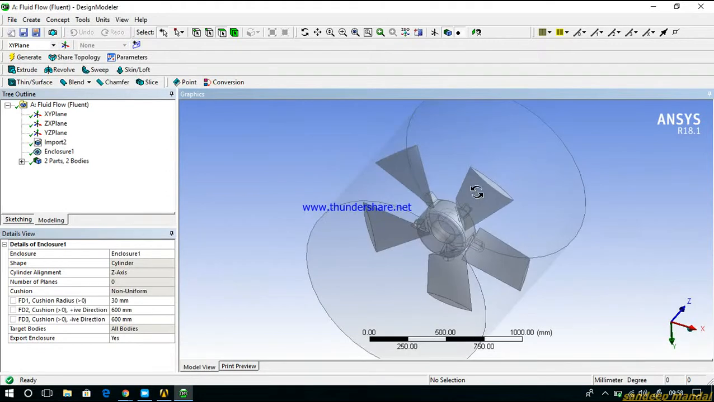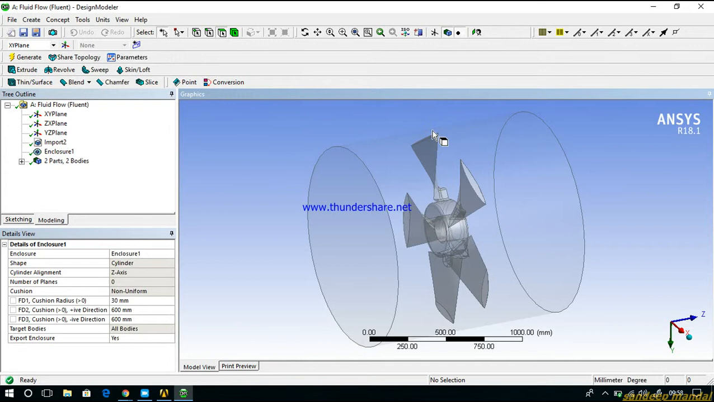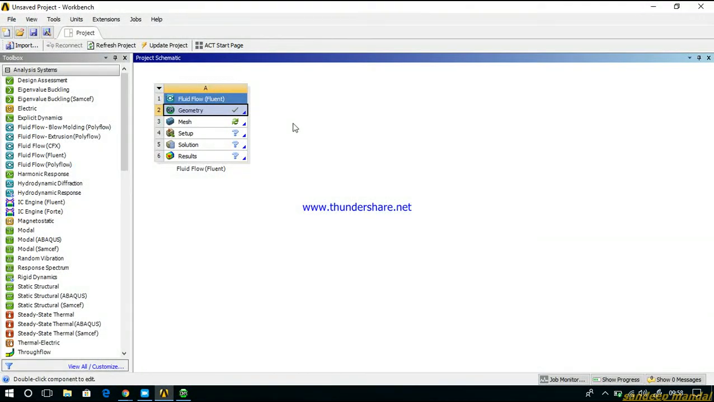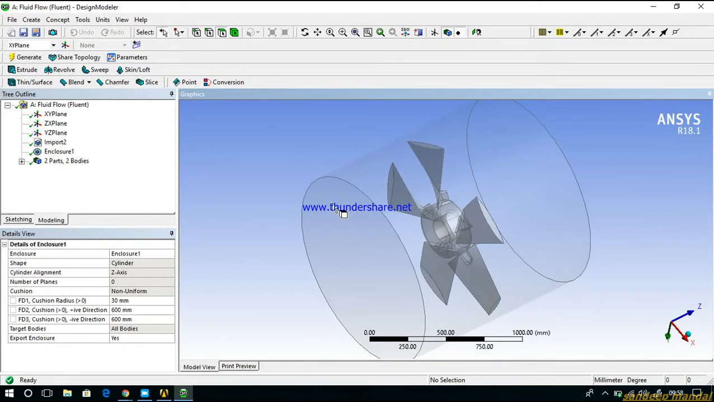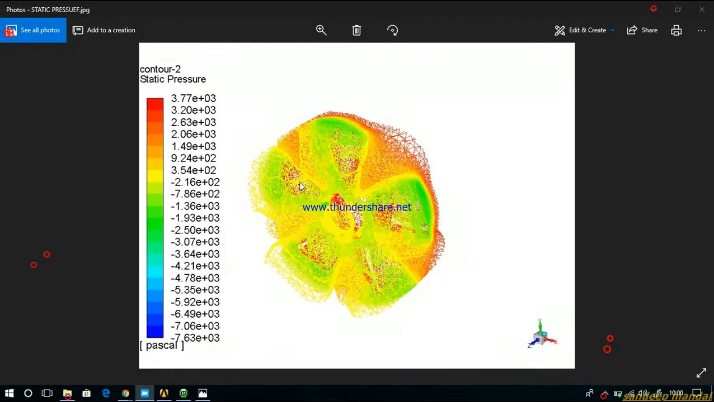So by analyzing this result for different geometry, we can conclude which blade is giving better performance. I created some results for this fan that I'll show you. So this is the result I obtained from analysis files. First of all, there are two things.